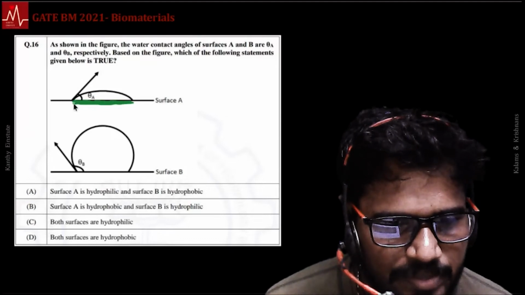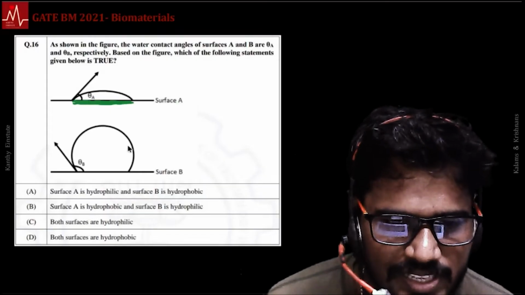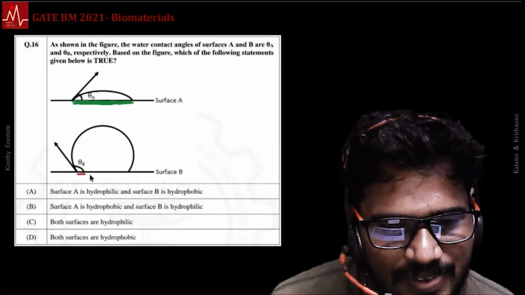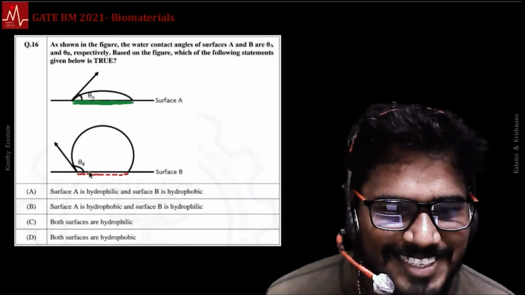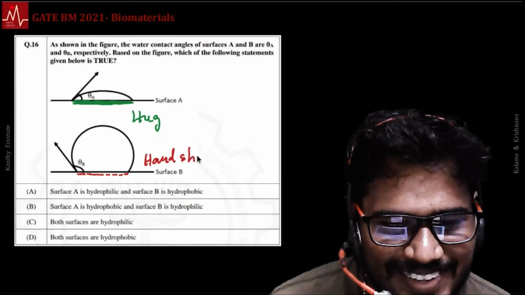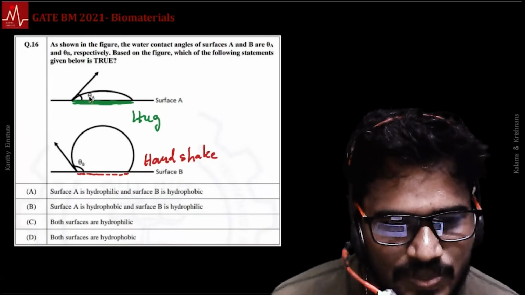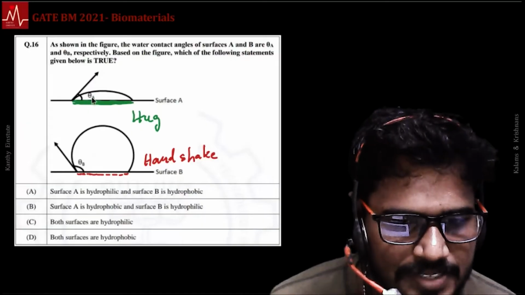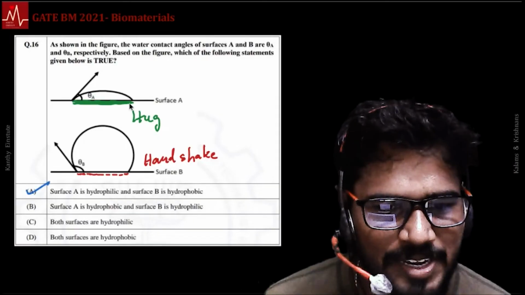So this is embracing the surface very well. This is not all that friendly to the surface. It's not gelling well with the surface. Not a very deep hug. I'll give a handshake. This is sort of a handshake. Water likes one surface a lot; for another surface, fine, for formality, it does something. So A is more hydrophilic, surface B is hydrophobic. That's correct. So most of you got this. This is embracing this quite well.